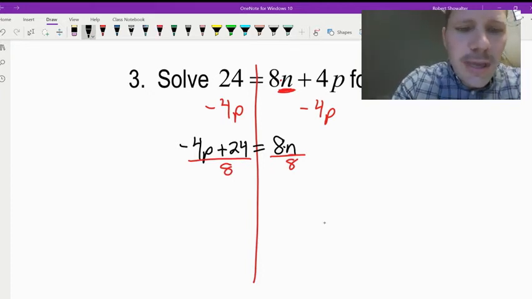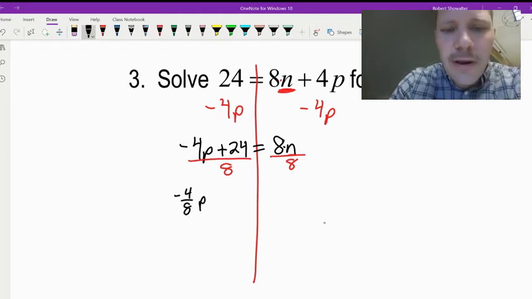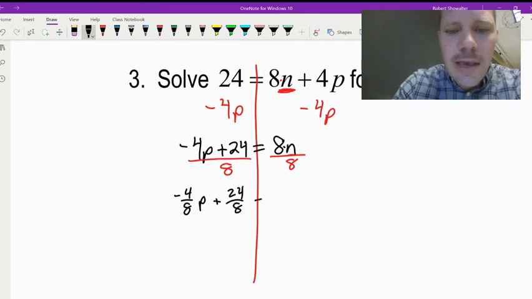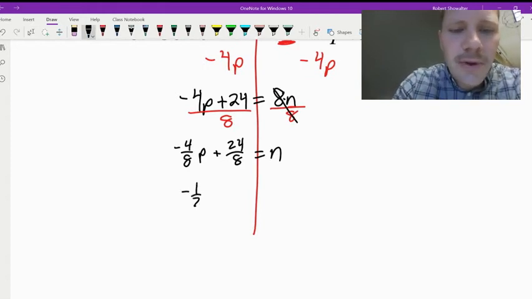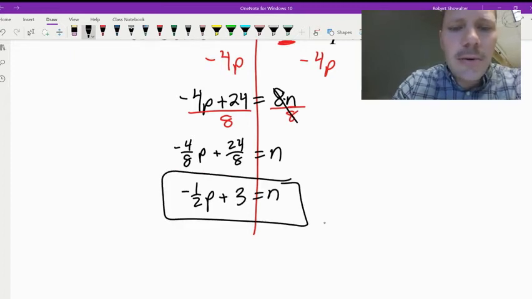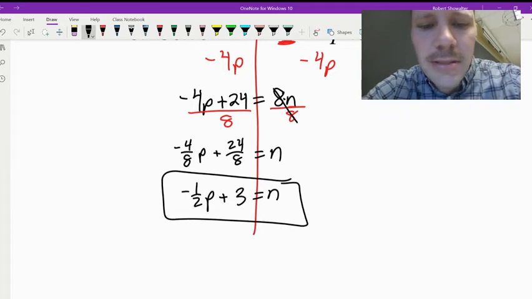So we're going to think negative 4. I'm going to write an intermediate step here. Negative 4 over 8p plus 24 over 8. And we're going to simplify that. Negative 4 over 8 is going to be negative 1/2 p. 24 over 8 is going to be 3. So we get n equals negative 1/2 p plus 3.